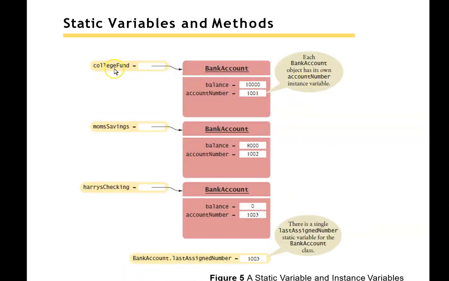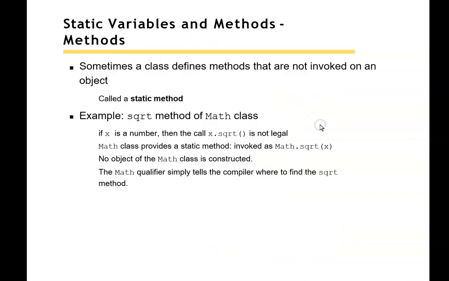So, college fund, as an example: each bank account has its own account number instance variable. Mom's savings also has its own account number. And Harry's checking has its own account number, but there's a single last assigned number for all of them, and it gets incremented each time.